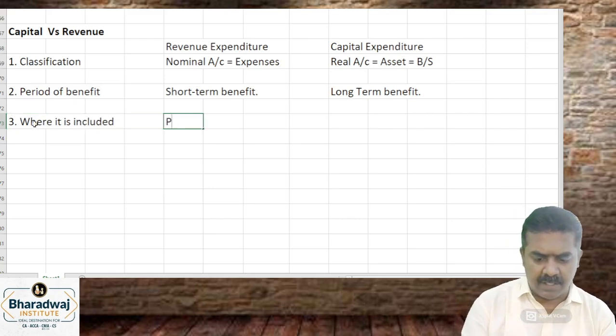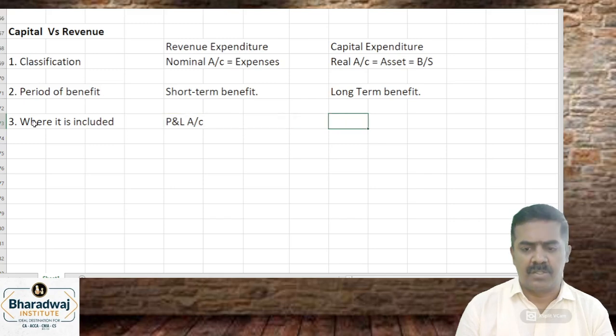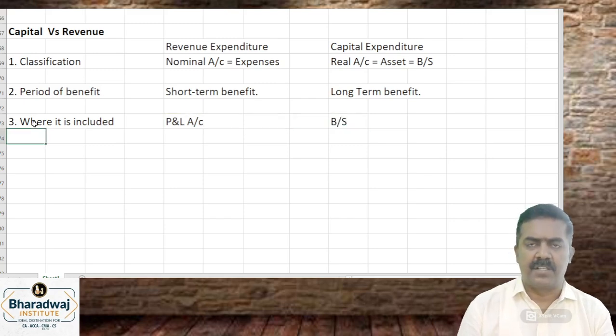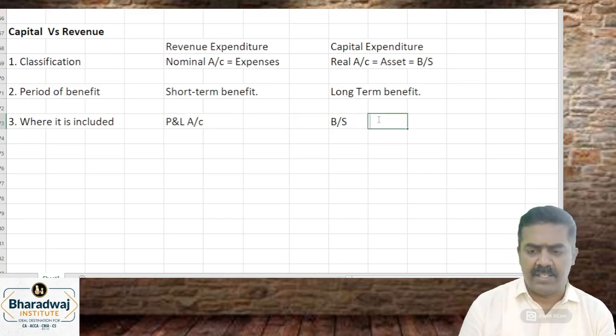Revenue expenditures are included in which account? Profit and loss account. Capital expenditures are recorded in which one? Balance sheet, asset side.